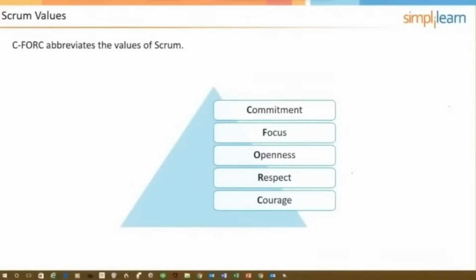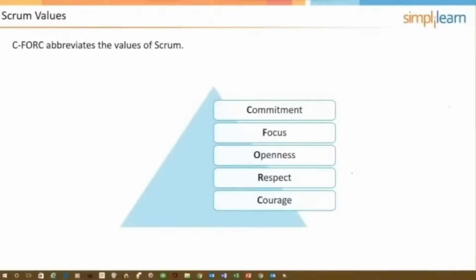Okay, so 5 values of Scrum. And C, F-O-R-C. And you kind of know my style here. You don't have to do it this way, whatever works for you, but have some kind of a strategy for memorizing things. It will probably serve you well.